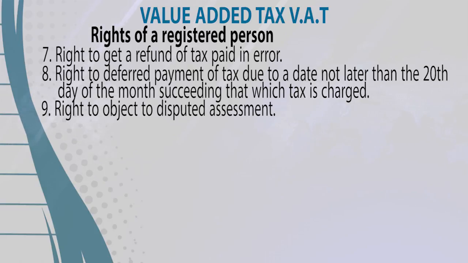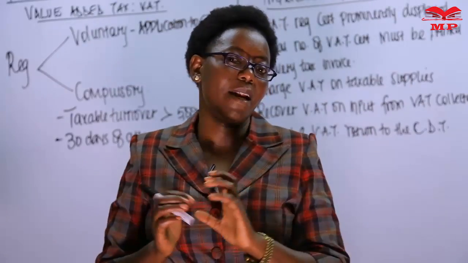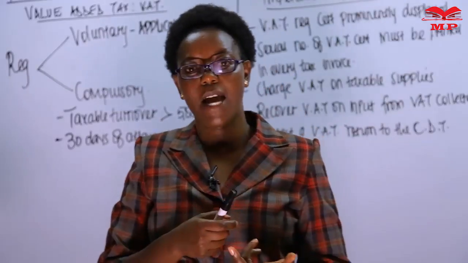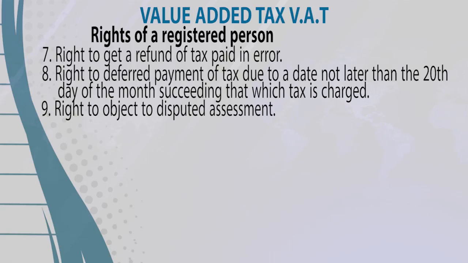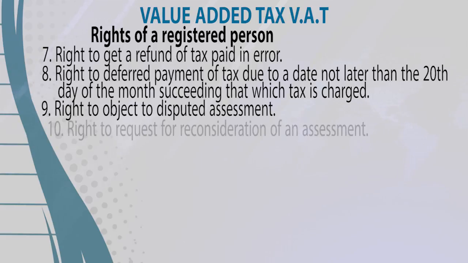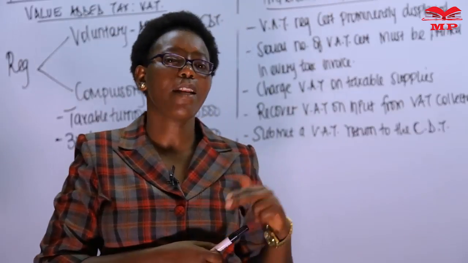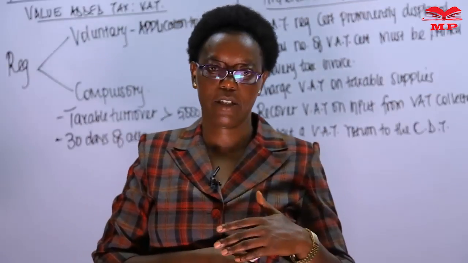So the point reads, object to disputed assessment. You have a right that when you feel that you have been overtaxed by an assessment coming from the commissioner, you have a right to object to that and state, of course, the reasons why you are objecting. Then request for reconsideration of an assessment, the same thing. Appeal to the tribunal. We're going to see much later that there is a tax tribunal in every tax district.